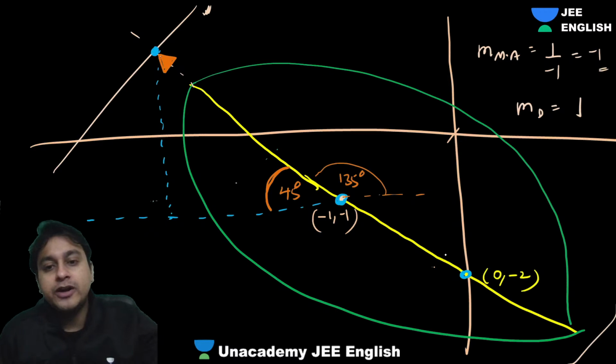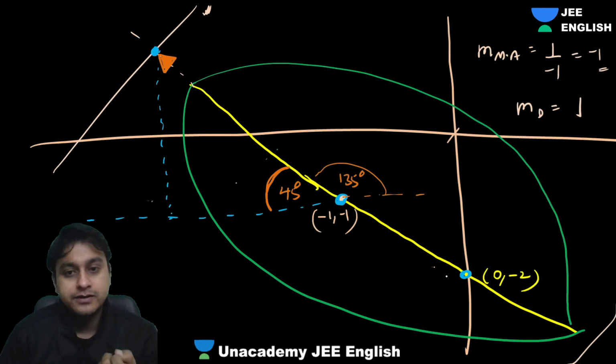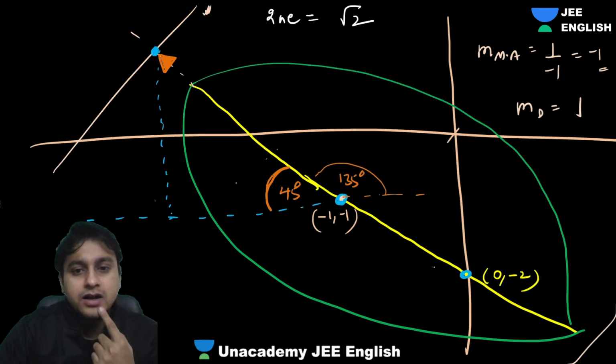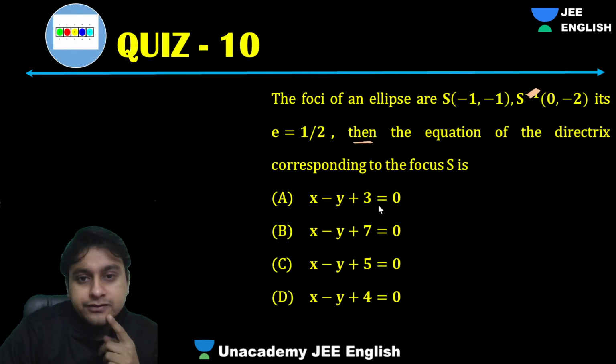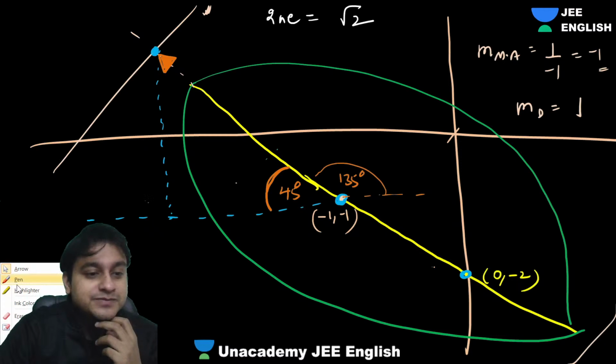So what do we know at this point of time? We know 2AE, the distance between them. So what is that, guys? 2AE. Just calculate that for me quickly. This will be square root of 2, right? What else do we have? We have been given E. That's great. E is given to us.